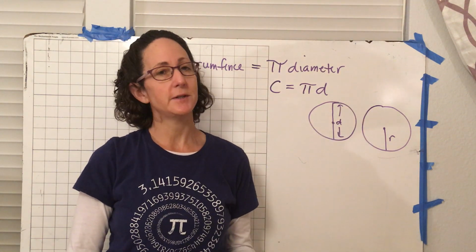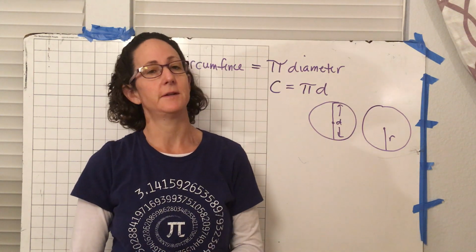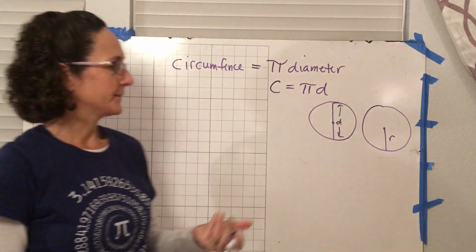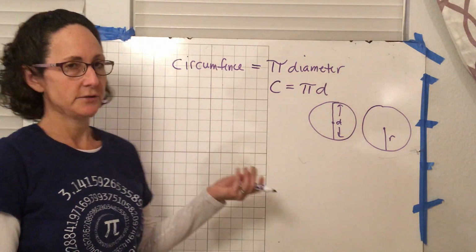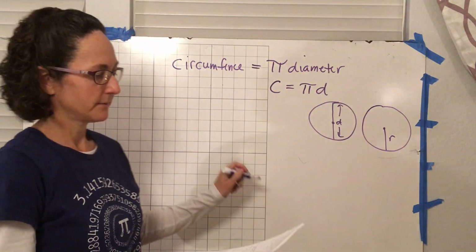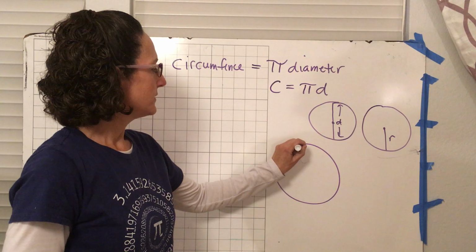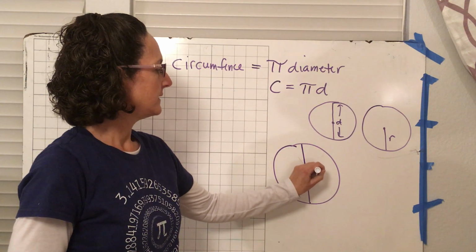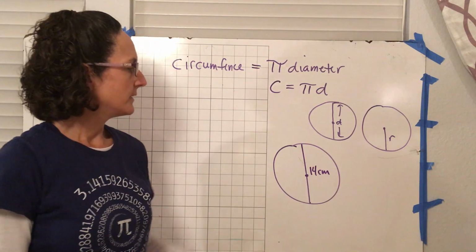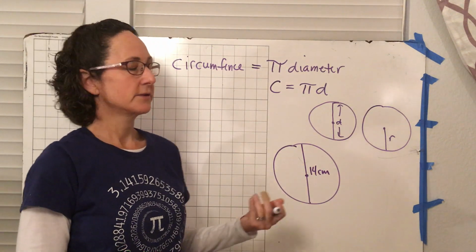These videos are going to be pretty short. We're just going to learn a little bit each day, so I'm going to do a couple of examples on how to find circumference. My circles aren't going to be perfect, but on your scratch paper, I want you to draw a circle, draw a line all the way across, and write that it is 14 centimeters. So that is the diameter. My question is, what is the circumference?